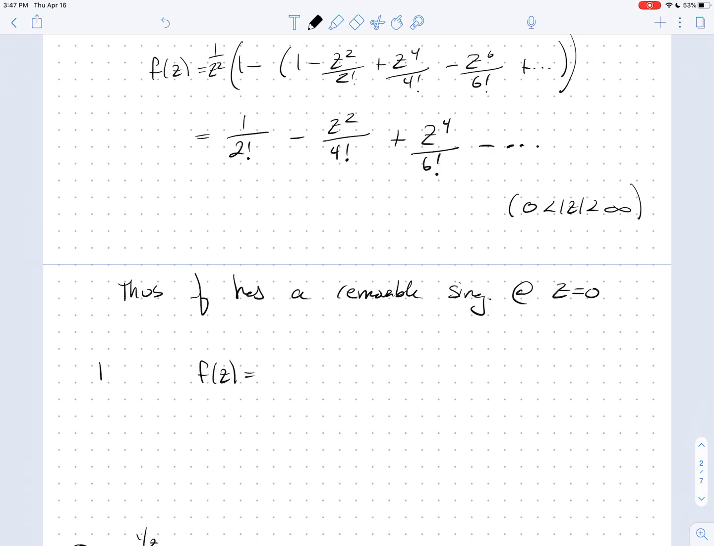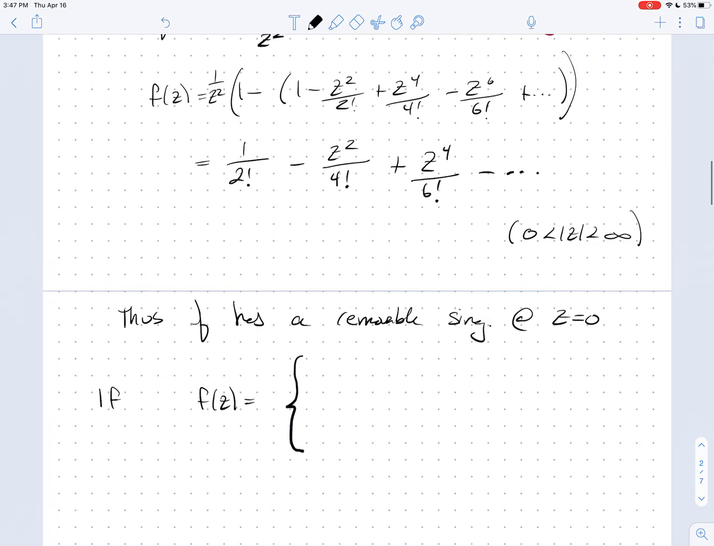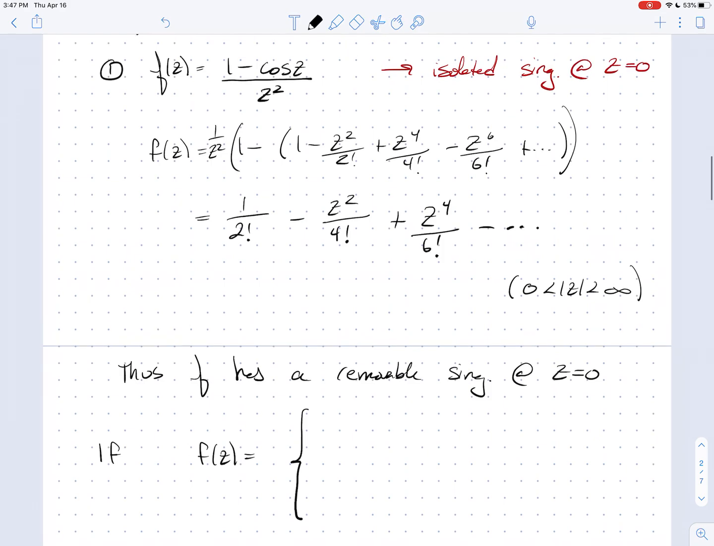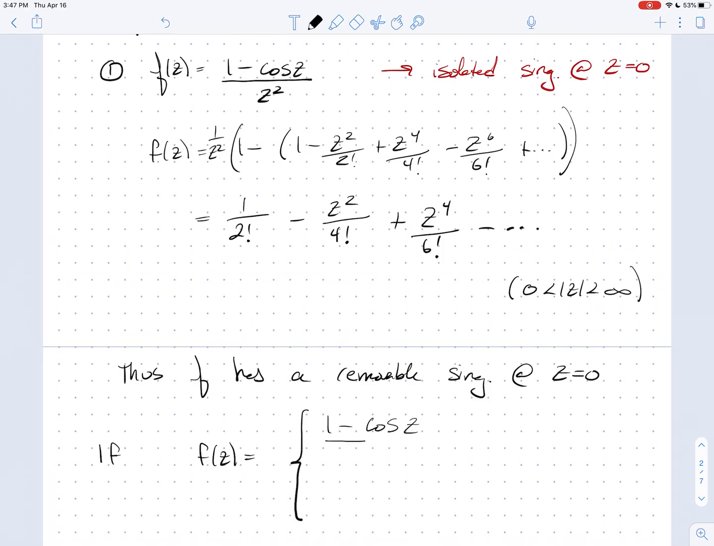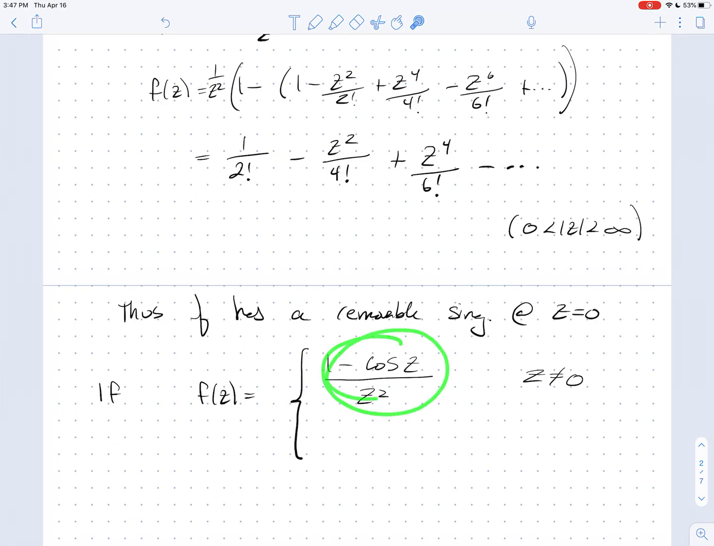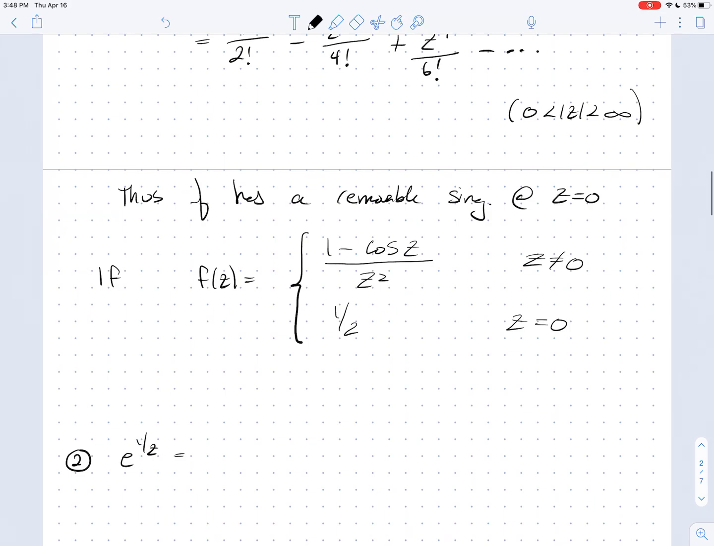Anyway, so we can define f as (1 minus cosine of z) over z squared whenever z is not 0, because this expression makes sense when z is not 0. And then we just define it as the constant a naught, so I get 1/2 when z is 0. If we do that, then we can say f is actually entire.